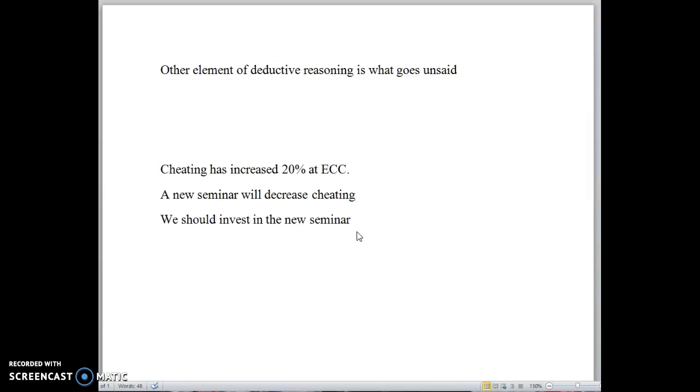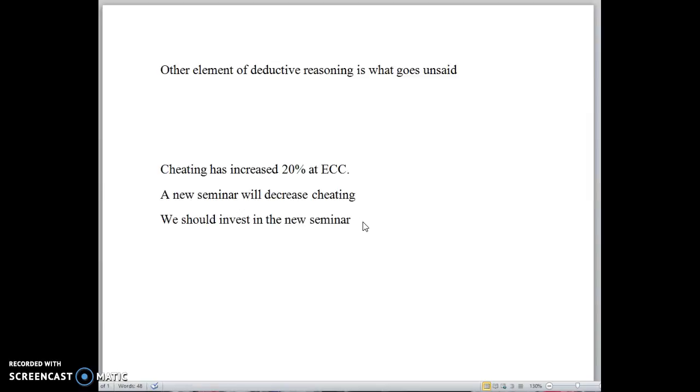Solve the problem. So then I come to the conclusion and I take this to the Board of Trustees and say we should invest in the new seminar. Okay? Now if these two things are true, does this thing have to be true? Well, only if a few assumptions are also being made.